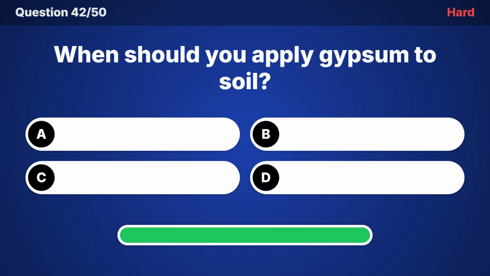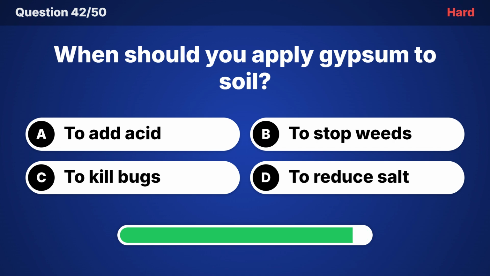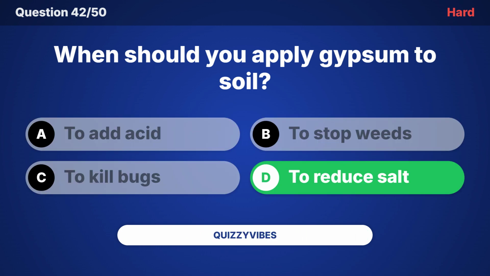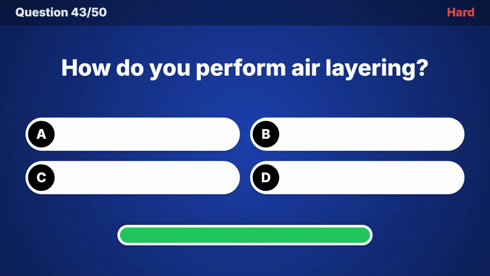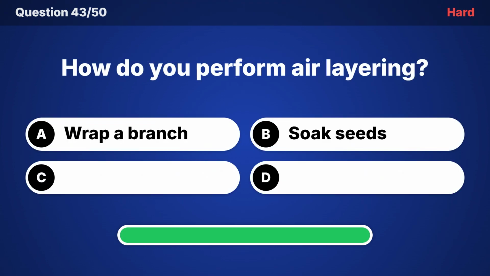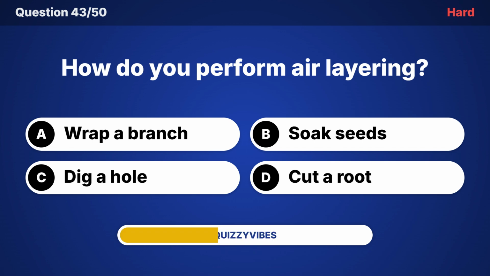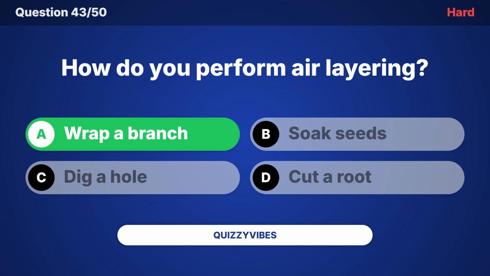When should you apply gypsum to soil? Here is the answer, to reduce salt. How do you perform air layering? And the answer is wrap a branch.